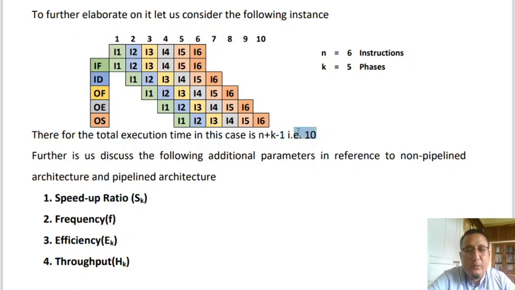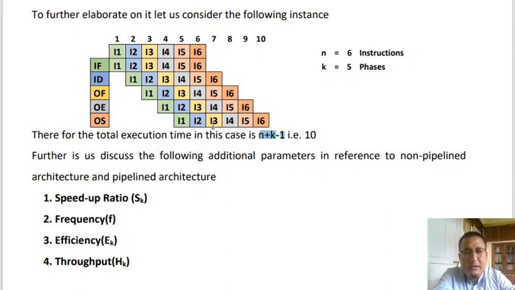This is the way we determine the total amount of time required for executing a set of instructions in case of pipelined architecture. In case of non-pipelined architecture, it was n into Tn, where n is the number of instructions and Tn is the time required for executing an instruction. Whereas in case of pipelined architecture, it will be n plus k minus 1, where n is the number of instructions and k is the number of phases. So this is the relation that we have.